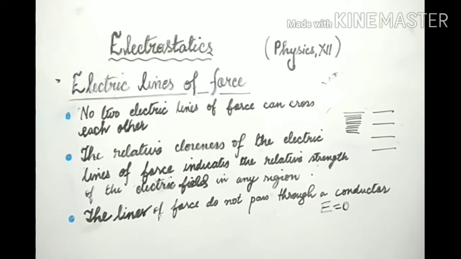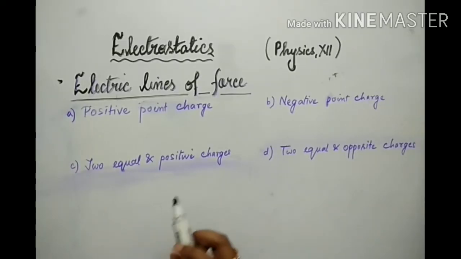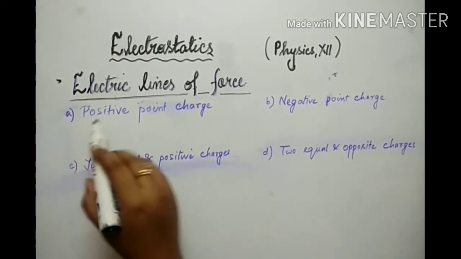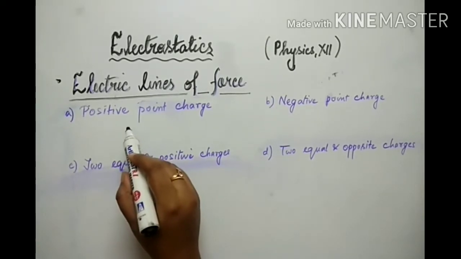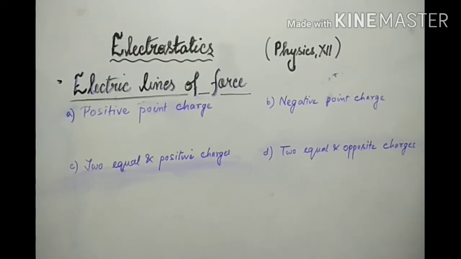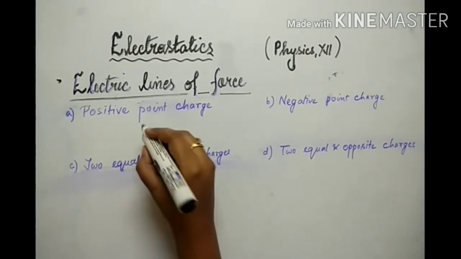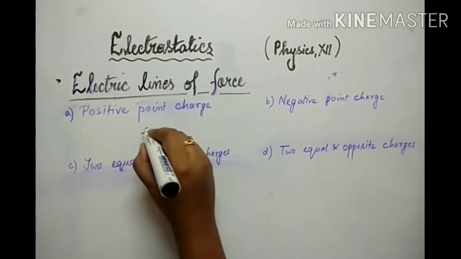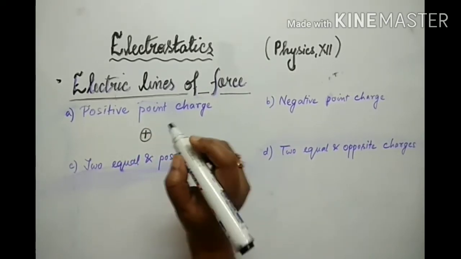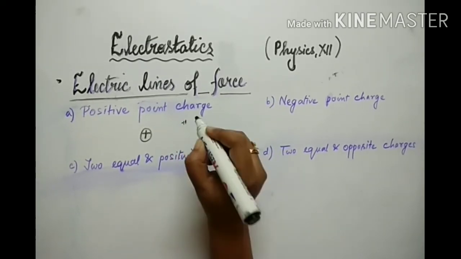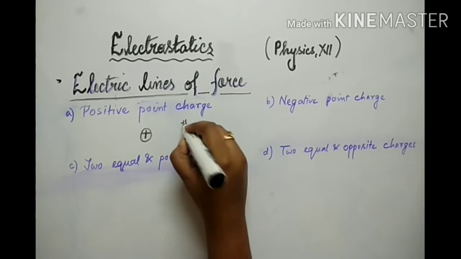Now we will see how to draw electric lines of force for different types of charge systems. First, let us see how to draw electric lines of force around a positive point charge. For this we will take a point charge at the center. Let us take a plus point charge. That is, the point charge is of positive magnitude, and imagine there is a unit positive charge somewhere here.